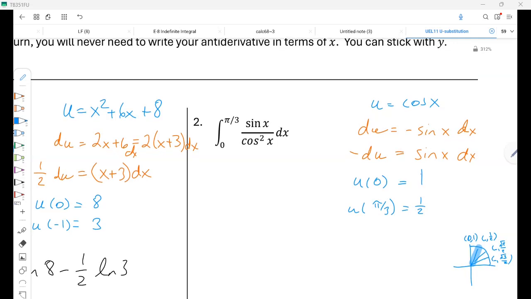All right. So we are going to replace all of sine x dx with the negative du. And cosine squared of x is u. So we end up with the integral of negative du, and we've basically got 1 over u squared. And that's going to go from, I did my limits in the reverse order that I would have liked. So u of 0 goes on the bottom, so that's 1 and 1/2.